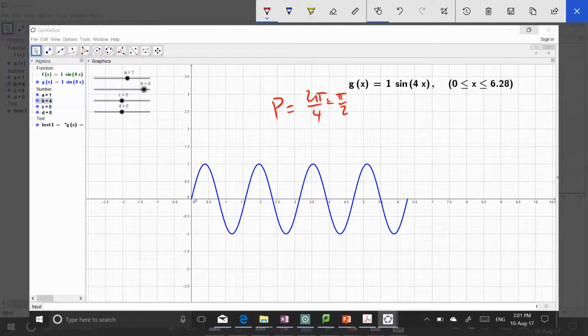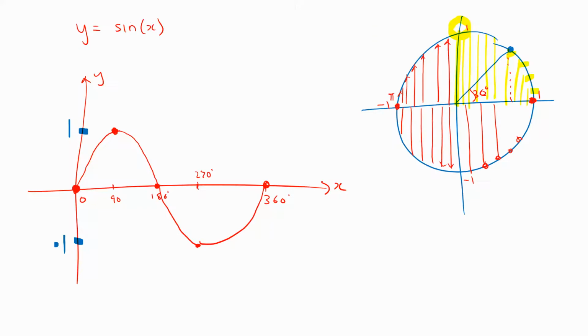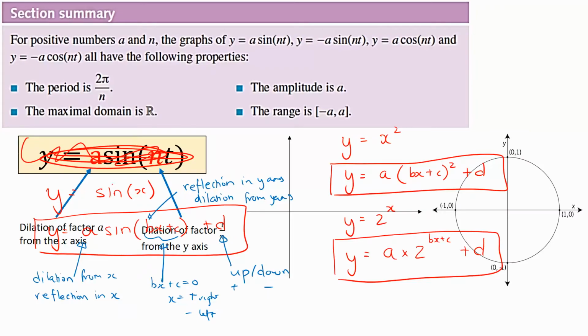This is pi on 2. Pi on 2 is like half of 3 point something, so that's 1.5. That makes sense. And when you say it's 2 pi on 4, or 2 pi on n, that's what the period means. The period is just a cycle. So 2 pi on n just means within 2 pi, how many cycles? It's the number of cycles that you have.